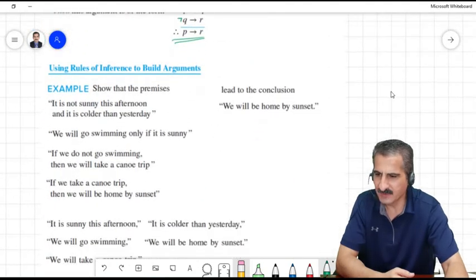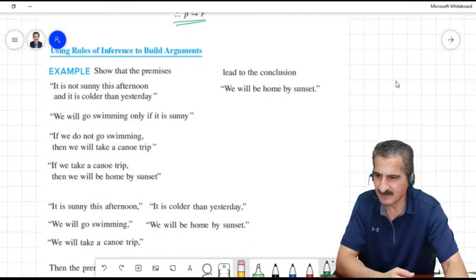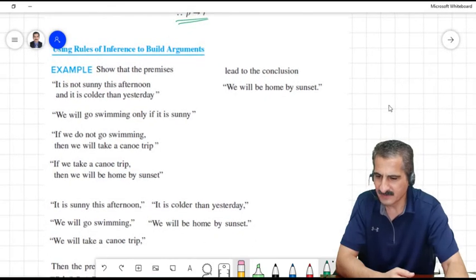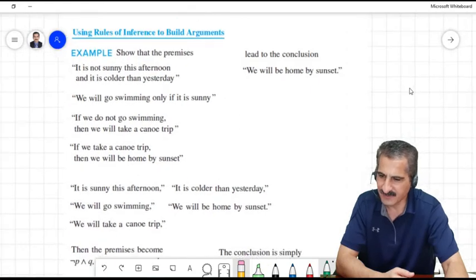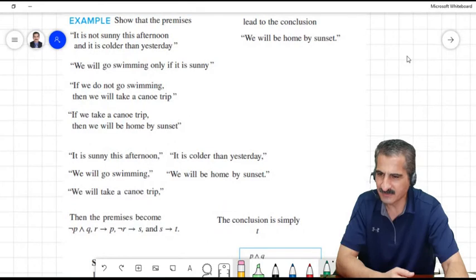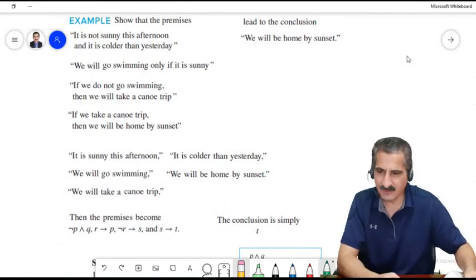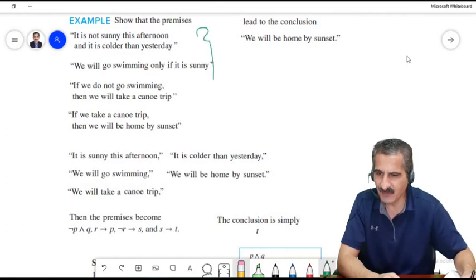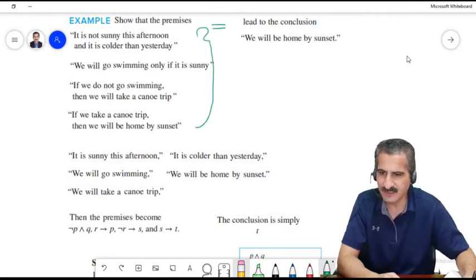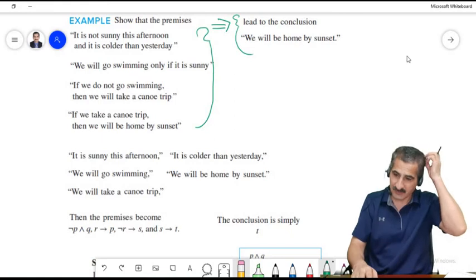Okay, using rules of inferences to build arguments. So let's have some fun with this example. Let me show the premises. The question says if we have all these premises, then show that they lead to this conclusion. Okay? So let's do it.